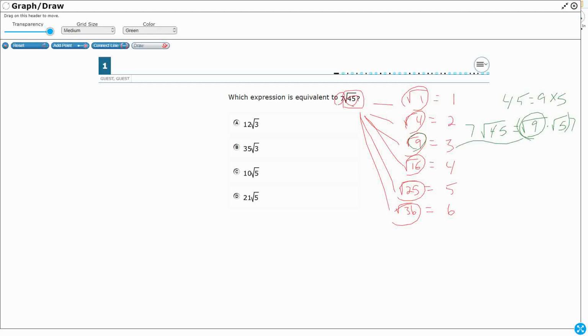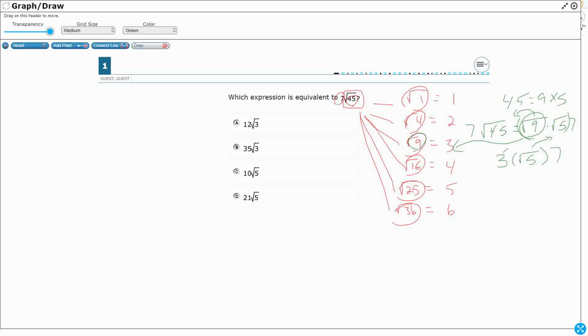We can say, well, that's actually 3. Okay, so the square root of 9 is going to be 3. So what I'm going to do is pull that out here, and I'm going to say we've got 3, and then times the square root of 5. And we still got that 7 hanging out there. Doesn't matter whether it's front or back. So I took that 45, split it into the square root of 9 and the square root of 5. The square root of 9 is actually 3, so I pulled it out.